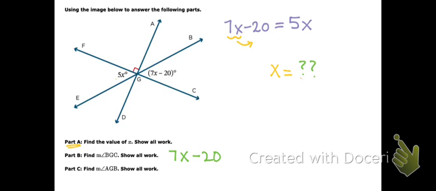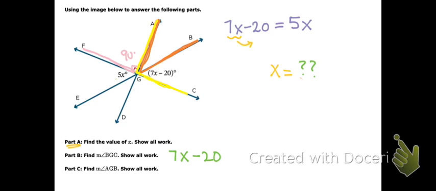And lastly, for part C, they want to know what angle AGB is. So A to G to B. Well, notice over here on the left that this angle is a right angle. This is 90 degrees. So that means that this angle is also 90 degrees.